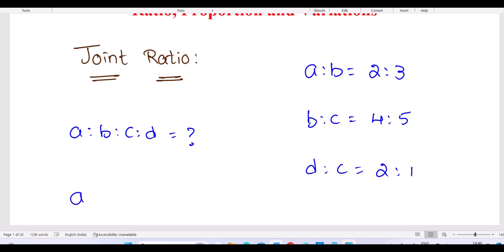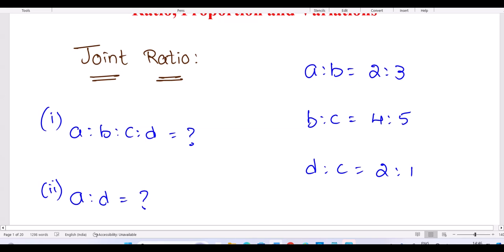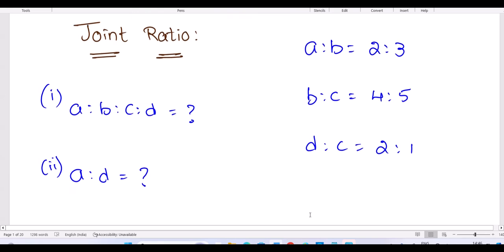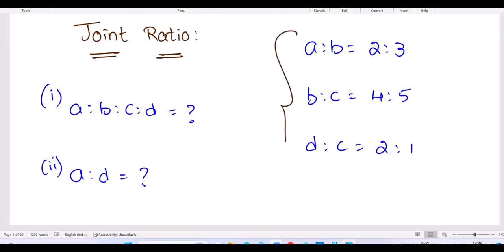Or they may ask you to calculate A and D. These two are very important regarding the joint ratio concept: how to calculate the A to D ratio or ABCD. Before answering, let us see the application. Let us say four people are there, A, B, C, D. Their salaries are divided: A and B in 2:3 ratio, B and C is 4:5, D and C is 2:1. If D's salary is this, what is A's salary?